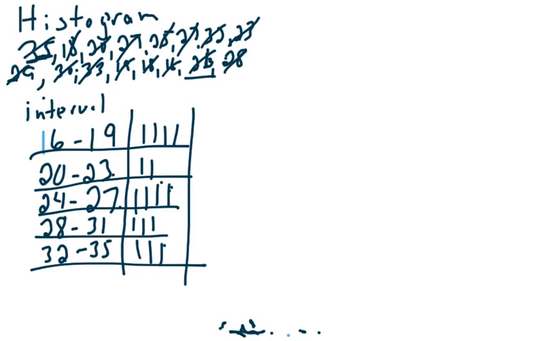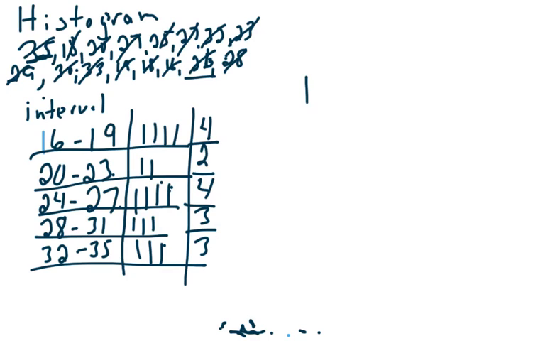So that is how many times? Between 16 and 19, I had 4 numbers. I had 2 numbers between 20 and 23. I had 4 numbers between 24 and 27. I had 3 numbers between 28 and 31. And 3 numbers between 32 and 35.